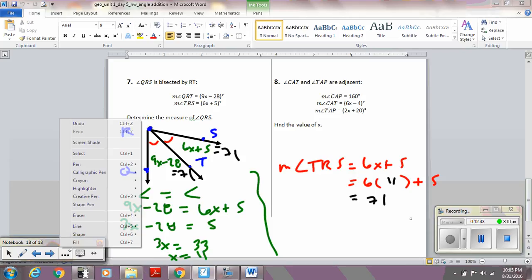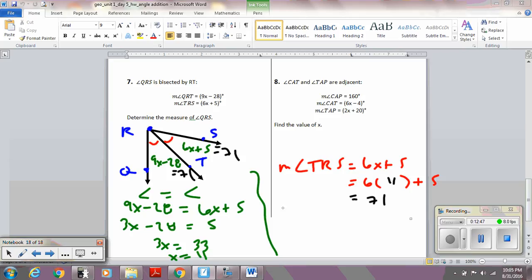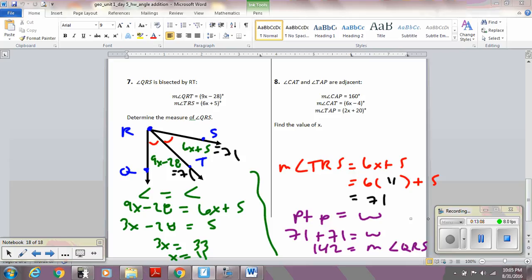So now we know that together we have our two parts plus another to make the whole. So 71 plus 71 is the whole angle, which would give you 142 as the measure of QRS.